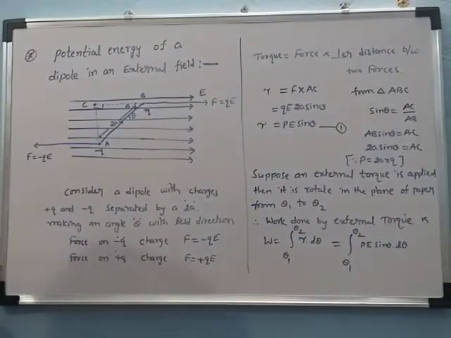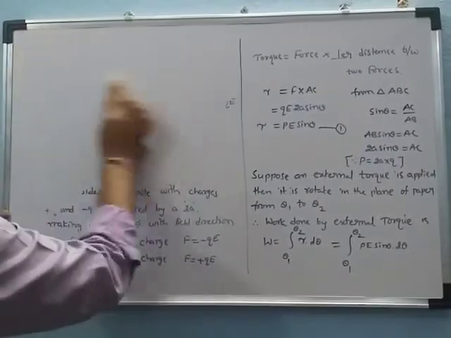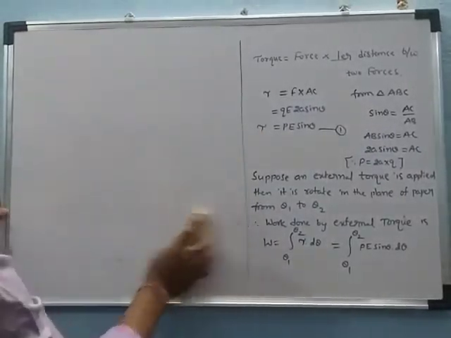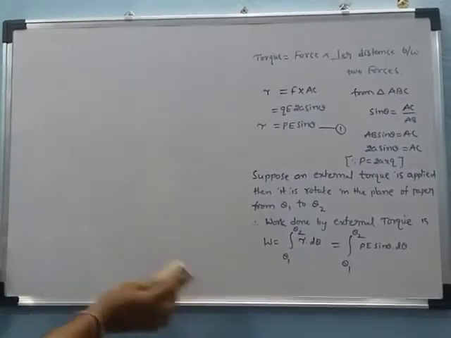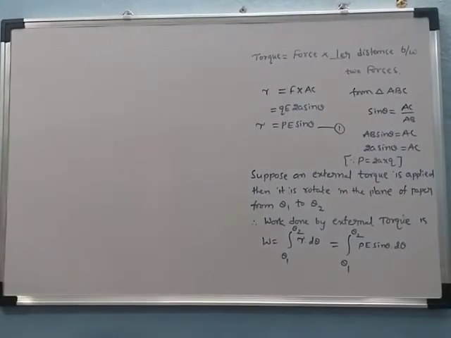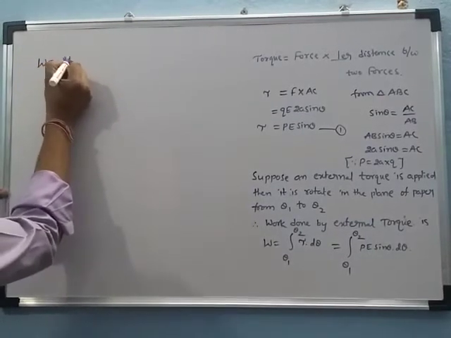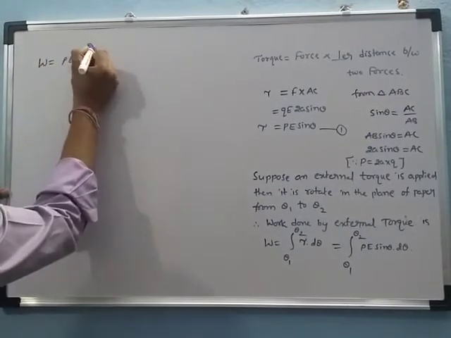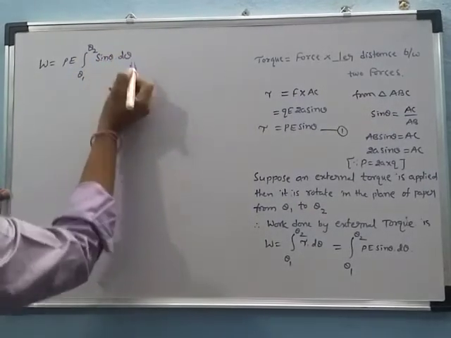Then here the constant values come before the integration. See, what are the constants? P, the electric dipole moment, is a constant, and the electric field will also be constant. So what will change? Only the angle. Then we can have W is equal to PE into the integration from theta 1 to theta 2 of sine theta d theta.